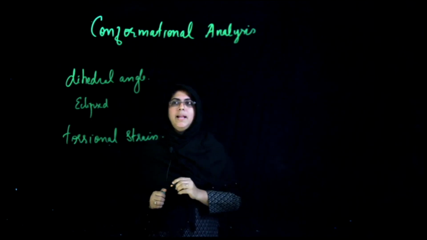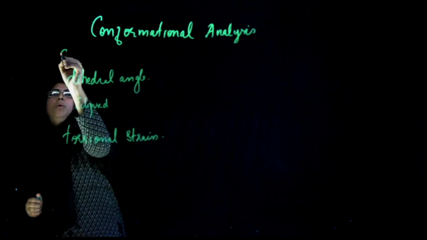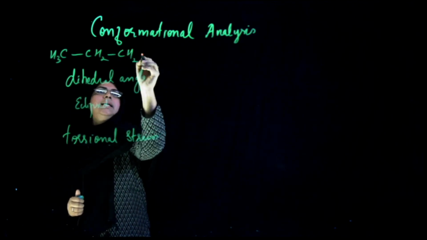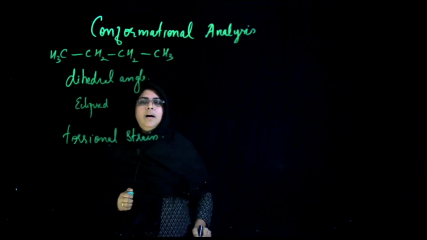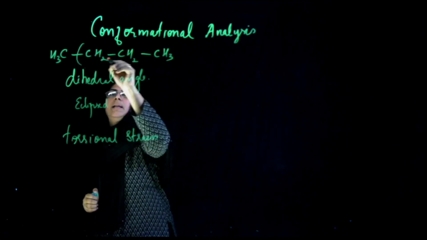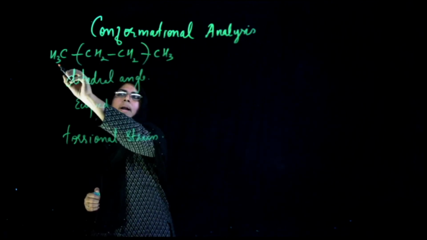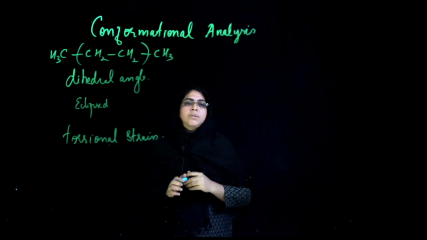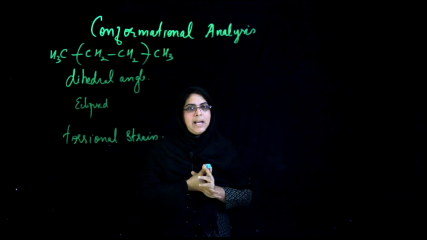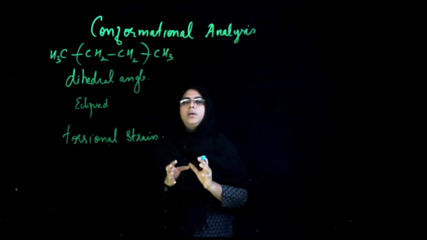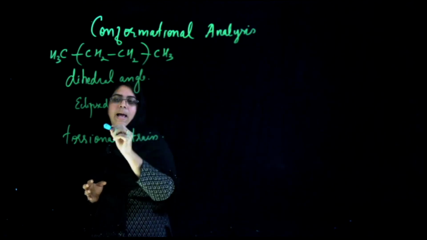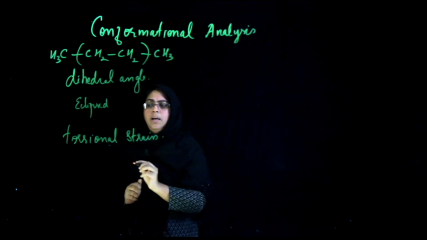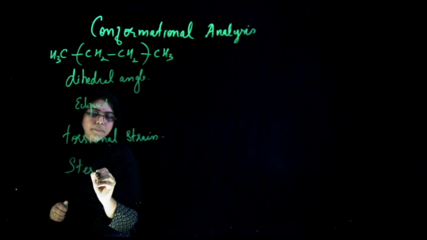So let us take another molecule, butane. Butane can be considered as a disubstituted ethane molecule. In the ethane molecule, instead of one hydrogen on each carbon, there is a CH3. So coming to the conformational analysis of the butane molecule, apart from the dihedral angle and torsional strain, we come across another term, that is steric strain.